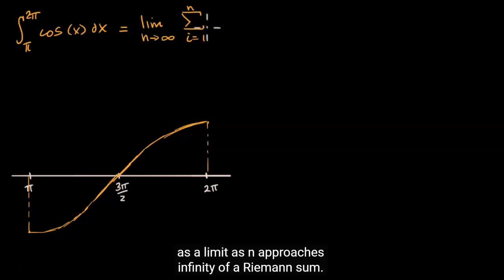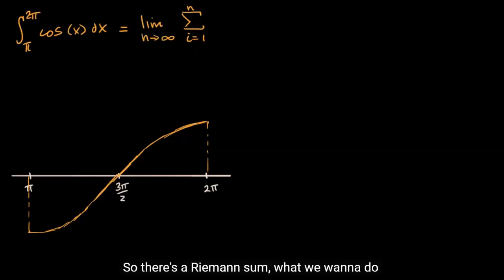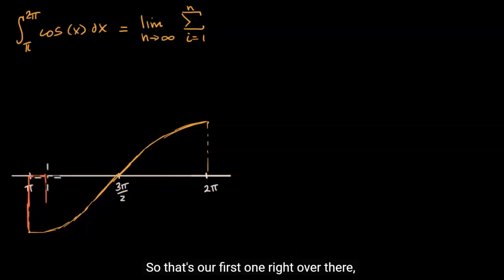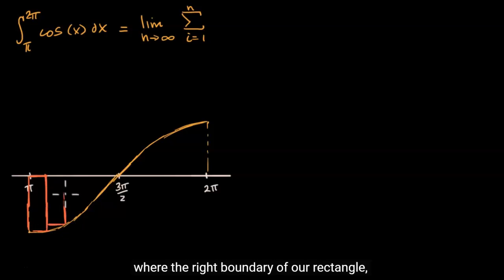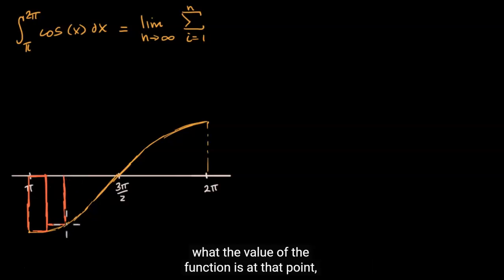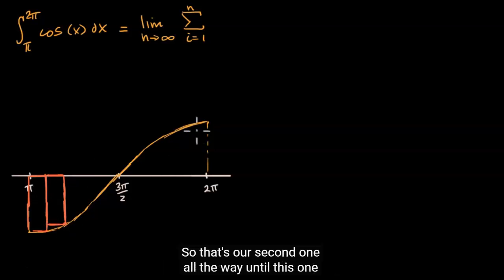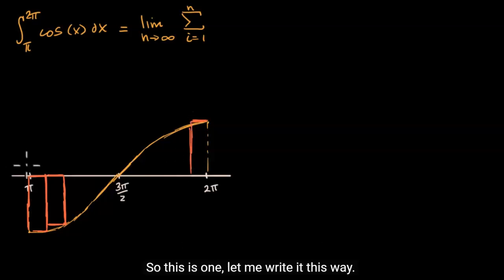of a Riemann sum. So as a Riemann sum, what we want to do is think about breaking this up into a bunch of rectangles. So let's say, or I should say, n rectangles. So that's our first one right over there. Then this might be our second one. And let's do a right Riemann sum, where the right boundary of our rectangle, the value of the function at that point, defines the height. So that's our second one, all the way until this one right over here is going to be our nth one.